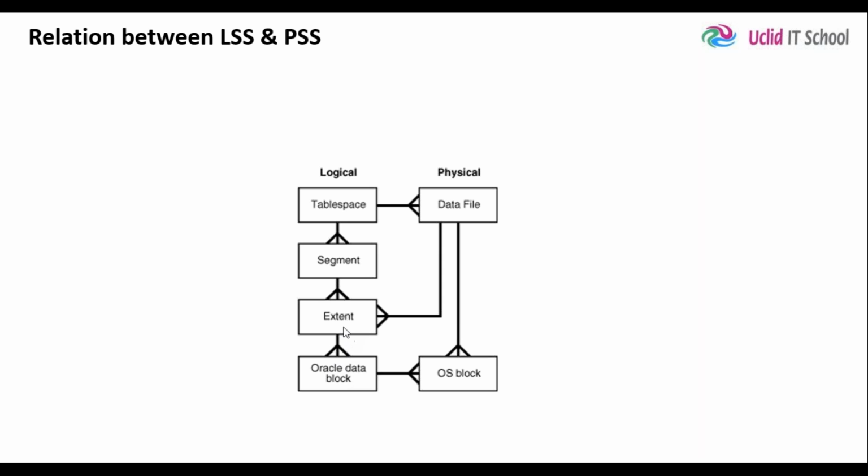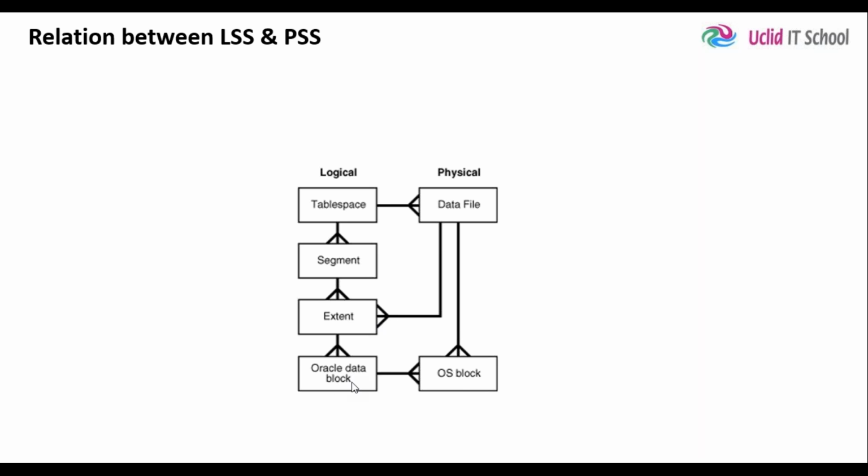Many data blocks make up one extent, or in other words, one extent will have multiple Oracle blocks. Then extents roll up into a segment. A segment is made up of multiple extents. Then a tablespace will have multiple segments. And Oracle allocates the space in the data file in the form of extents. So when you create a table, Oracle allocates space in the form of an extent. So data file space will be allocated in the form of an extent.